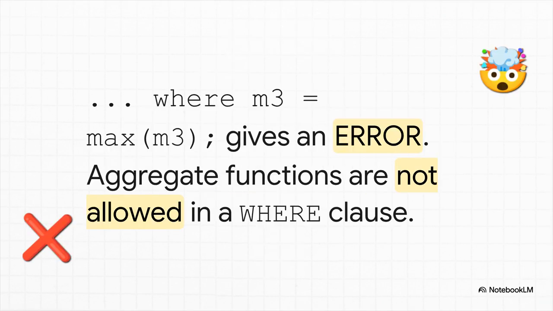And this is that wall I was talking about. You'll get an error that says something like, group function is not allowed here. And the reason is pretty logical when you think about it. The where clause looks at each row one by one. But the max function needs to look at the entire column all at once to find the maximum value. They're trying to do two different things at the same time, and it just doesn't work.